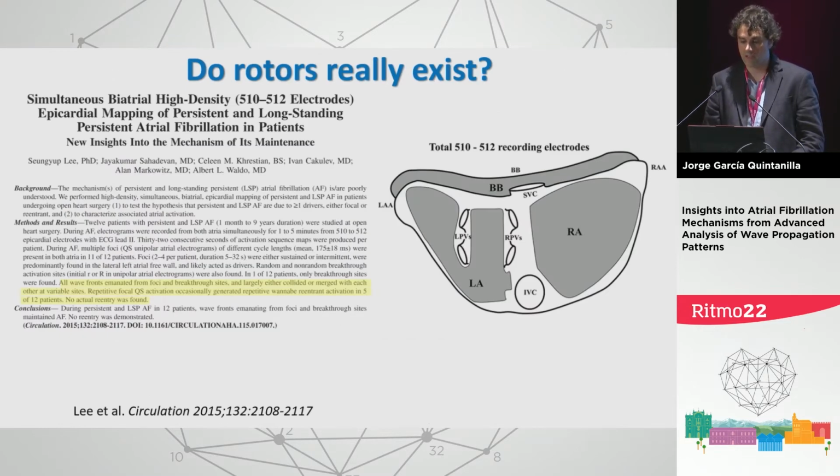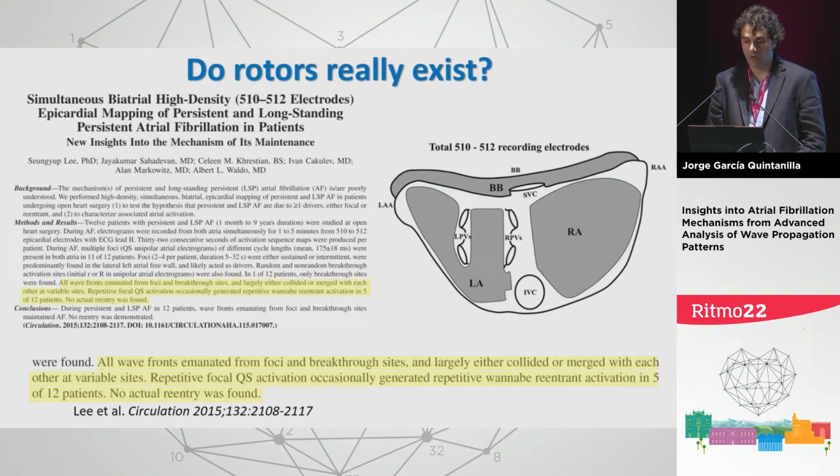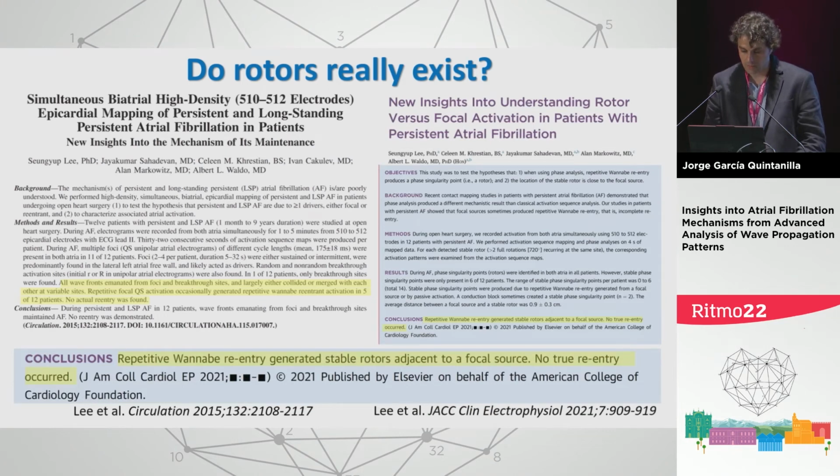Well, those groups challenged the existence of rotors in a 2015 paper. Their claims were based on the analysis of epicardial signals acquired with high-density multi-electrode plates in 12 patients with persistent AF undergoing cardiac surgery. They argued that they could only see incomplete reentries that they call wannabe reentry. They also reported that all wavefronts emanated from foci and breakthroughs, and therefore they should be the drivers of AF, even although they did not perform ablation to demonstrate this. 6 years later, in a 2021 paper, using the same data from the same patients, they suggested that rotors are really artifacts of phase mapping, that is a methodology widely used for mapping cardiac fibrillation.